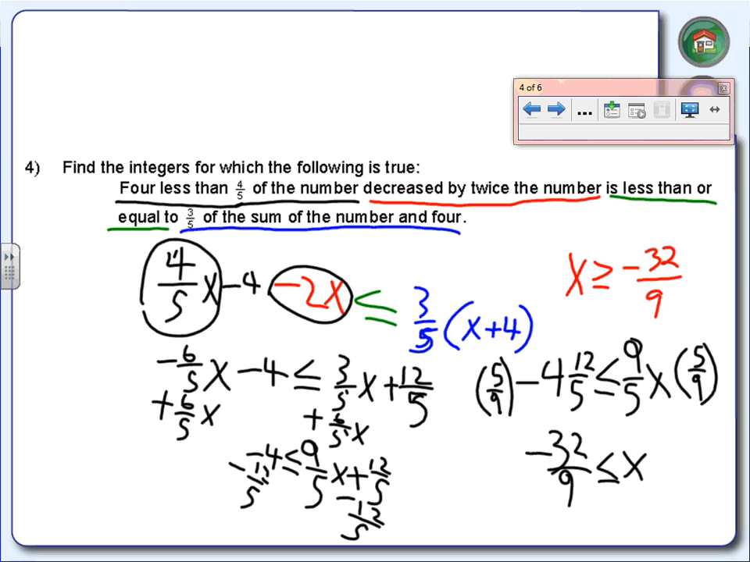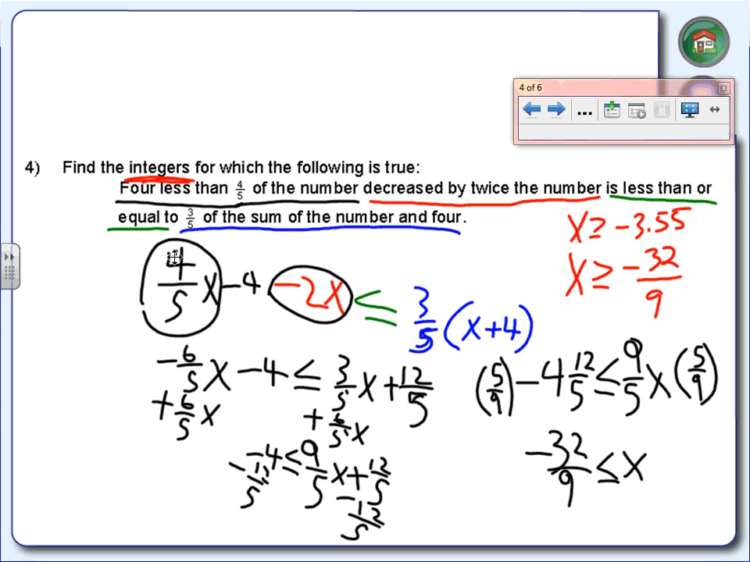What does it say at the top? It says find the integers which make the following true. Negative 32 over 9 is not an integer. Even if I were to write it as a decimal, negative 3.55, even that is not an integer. Remember the other day on the board I had the integers written down? Integers are both positive numbers and negative numbers. Just keep in mind, when you're talking integers, there are no fractions and no decimals.